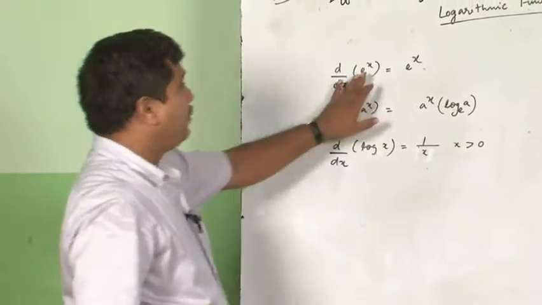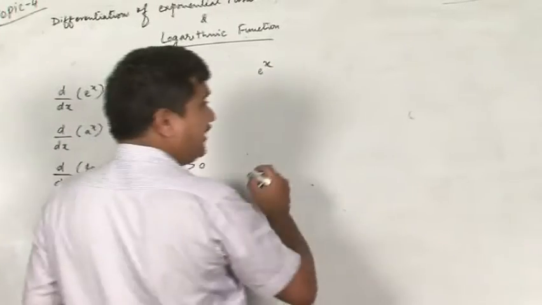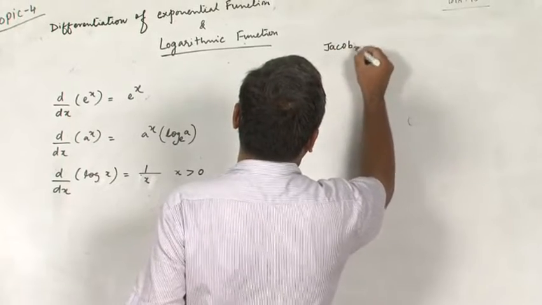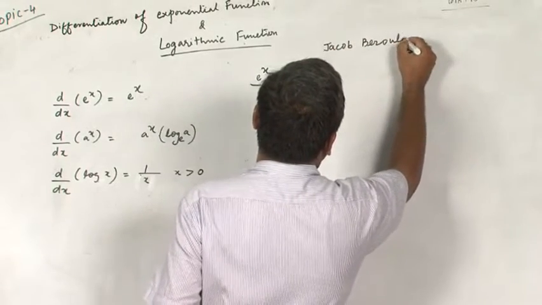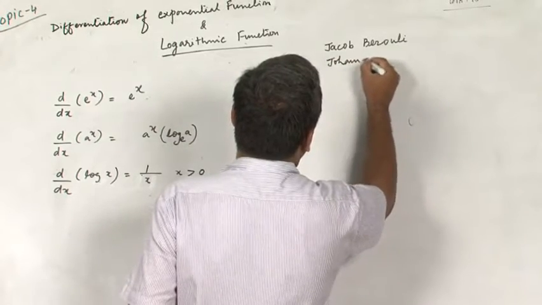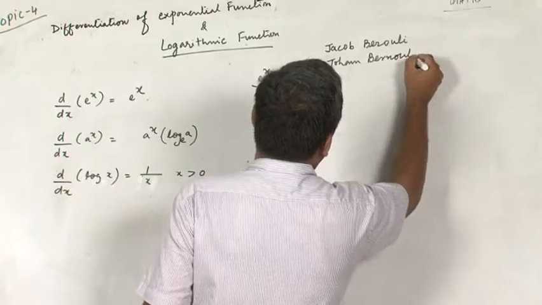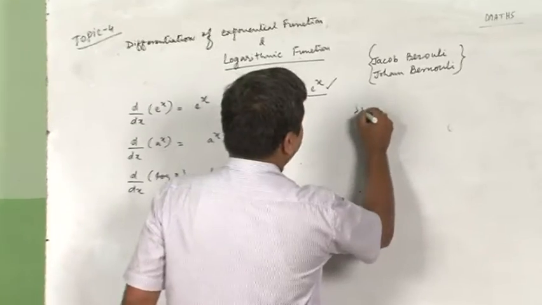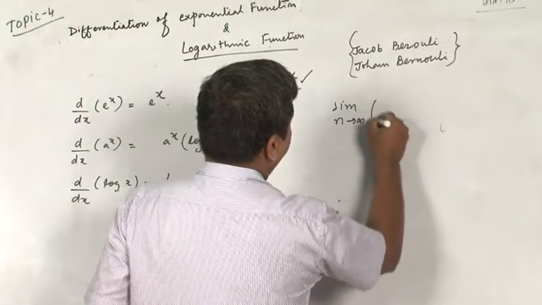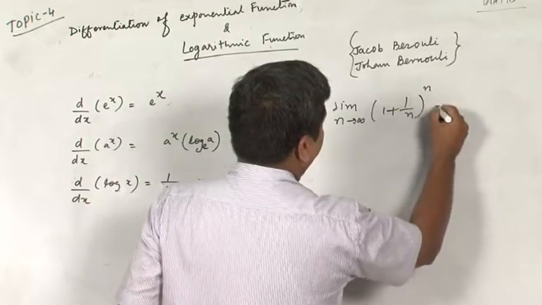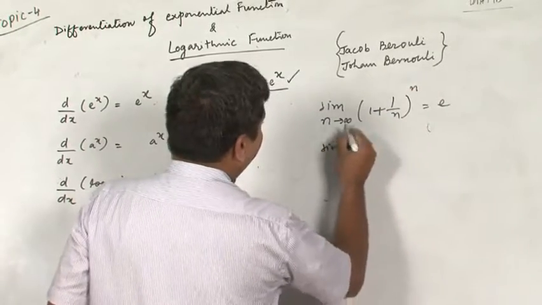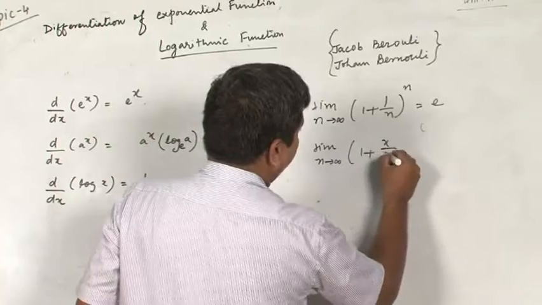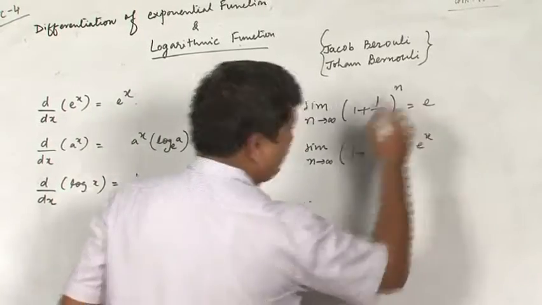Now, dear children, I will tell you what the exponential function is. A brief account I will give you. This function was invented by Jacob Bernoulli and Johann Bernoulli. These two brothers invented the exponential function, which is initially written as limit n tends to infinity (1 plus 1 upon n) to the power of n as e. The same thing was later changed by Johann Bernoulli as limit n tends to infinity (1 plus x upon n) to the power of n is equal to e power x.